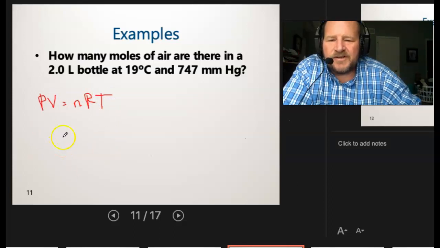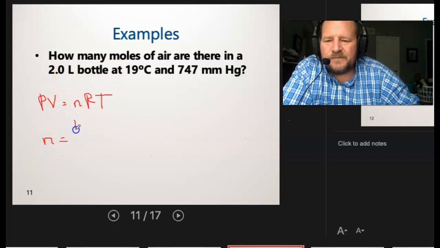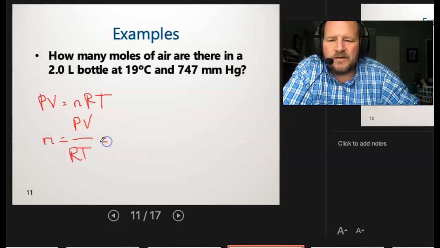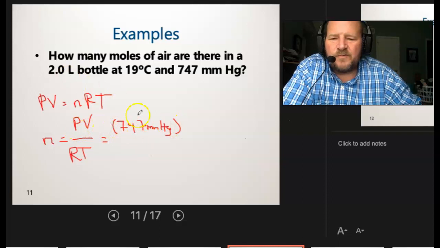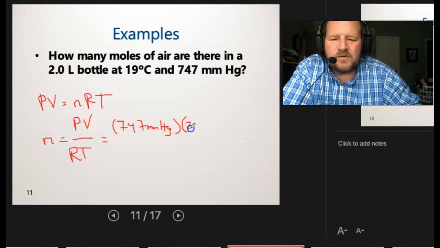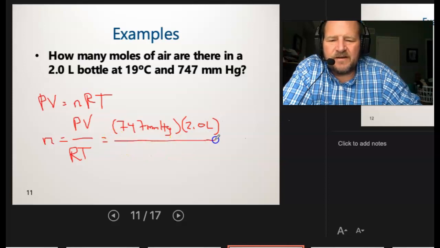And then we're going to start plugging and chugging, right? How many moles? We're looking for moles. So n is going to be equal to PV over RT. They tell us the pressure is 747 millimeters of mercury. We're going to multiply that by volume, which we're told is 2 liters. We're going to divide that by R.